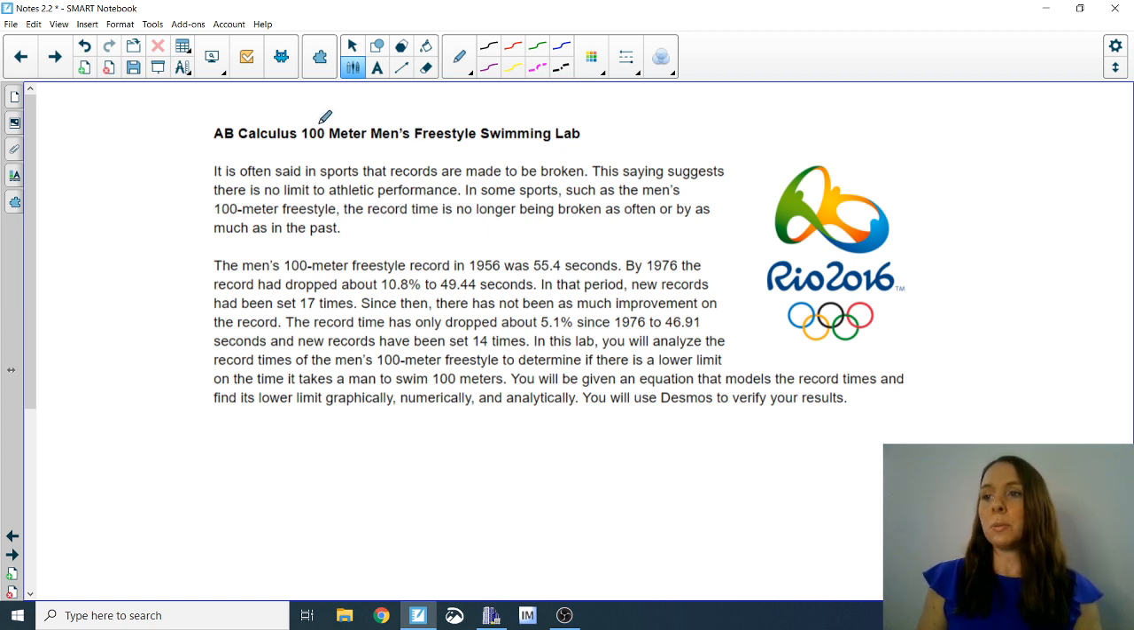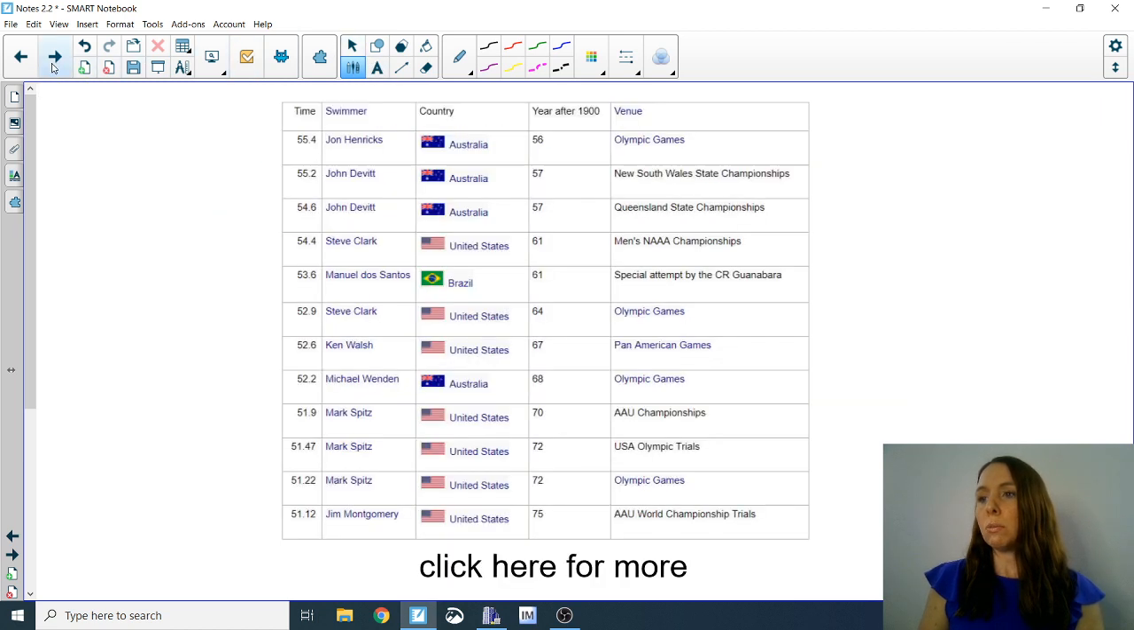So this is an exploration centered around the 100-meter men's freestyle, and its record in 1956 was 55.4 seconds. And then what you see as you go through the exploration are the different records and when they were broken or when they were hit. Okay, so in 1956, the record was 55.4. In 1957, the record was 55.2. Again in 1957, it was 54.6, and so on.